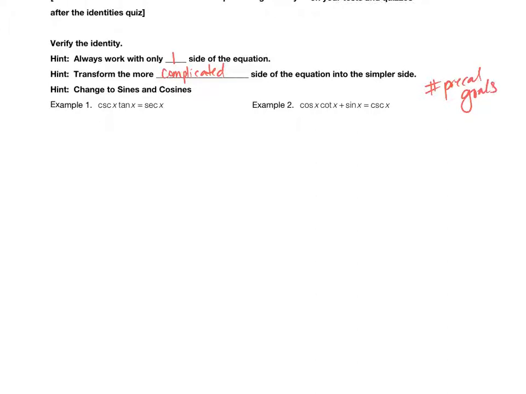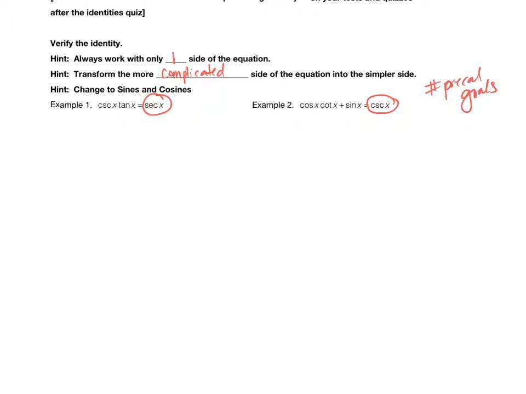In example 1, our goal is the secant of x, because that is a single thing and that is simpler than multiplying two things together. In example 2, the cosecant of x is going to be our goal, so we want to make the other side look like that. We have some varying strategies. Our first strategy is to change things that are not already in terms of sine and cosine into sine and cosine.